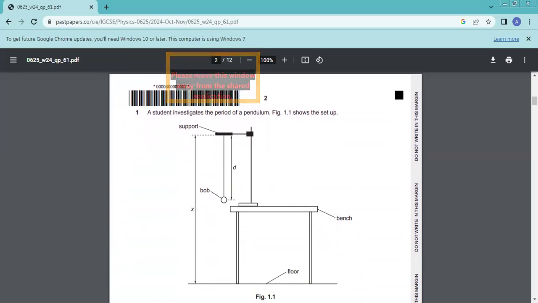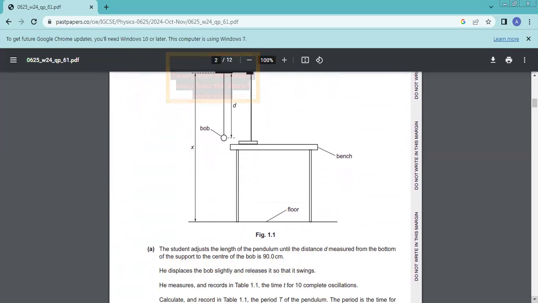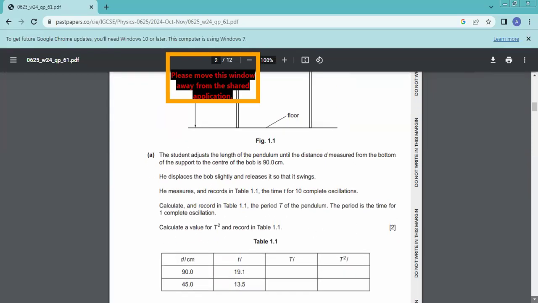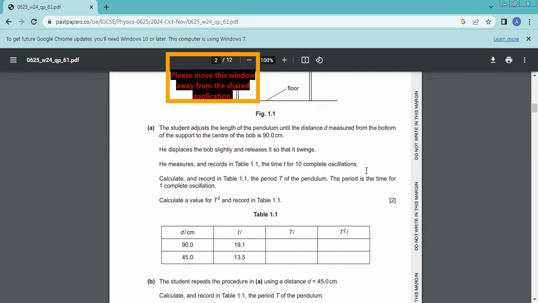The setup is a ball with a support, and the student adjusts the length of the pendulum until the distance d, measured from the support to the center of the bob, is 90 centimeters. He displaces the bob slightly and releases it so that it swings. He measures and records in the table the time t for 10 complete oscillations. Now calculate and record in the table the period T of the pendulum. The period is the time for one complete oscillation. Now calculate a value for T square and record it.